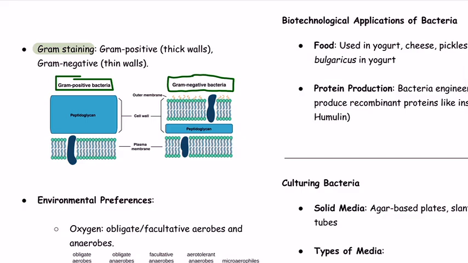So that's going to be gram staining. And so maybe I'll just put the colors on here, right? So this is going to be purple, and the gram negative, that's going to be red, pink in color.